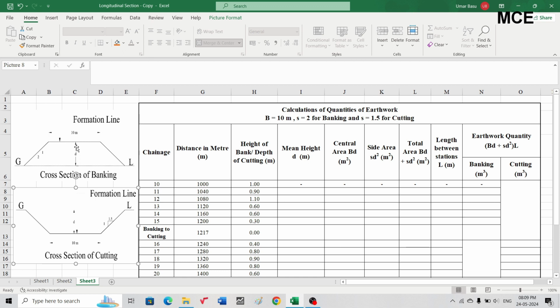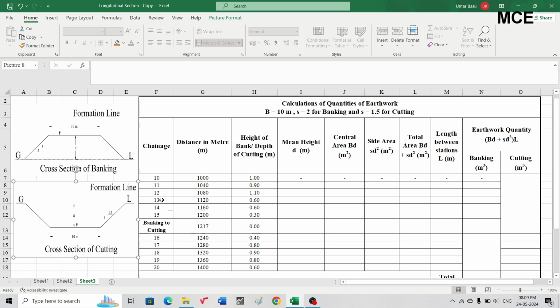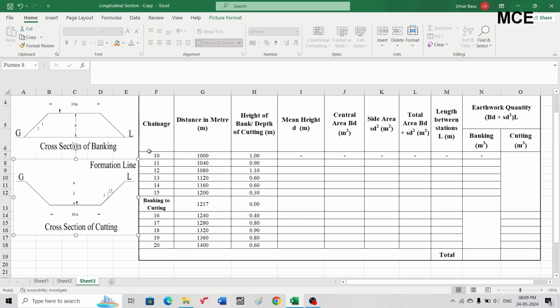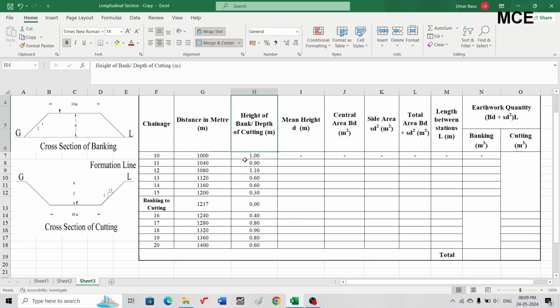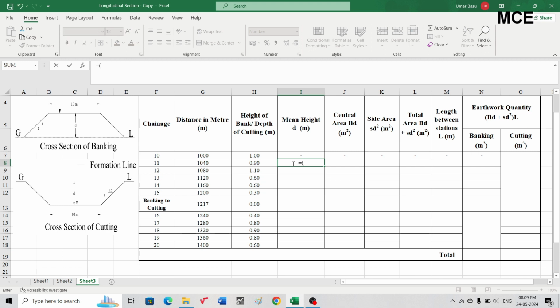We already know the depth of banking and the depth of cutting for different chainages, which I have already written. We know the chainage, distance in meter, and the height of bank or depth of cutting, we have already calculated it earlier. Now the mean height, that is from chainage 10 to chainage 11. This will be the average of height, that is the average of 1 and 0.9. So select 1, then select 0.9, close the bracket, divide it by 2 and press enter, and you will get the mean height. This is the mean height for chainage 10 and 11.